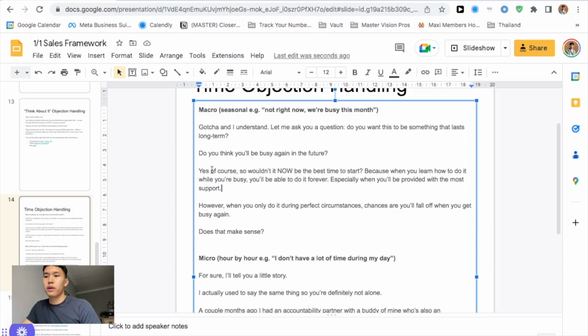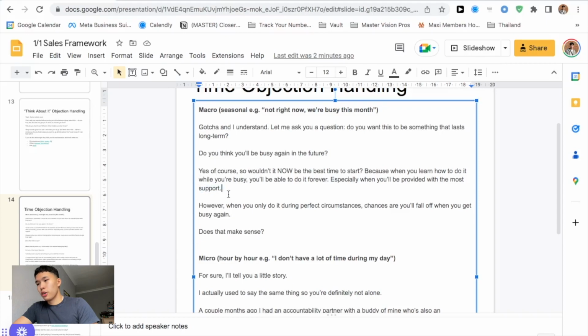Because if you think about it, when you learn the steps to, for example, lose weight, and you actually know how to lose the weight while you're busy, you'll be able to do it forever, especially when you're provided with the most support. So basically, if you know how to get the result even if you're busy, even if everything's chaotic at the moment, then come time when it's not busy and everything's peaceful, you will be absolutely unstoppable. That's what it means, if it makes sense.